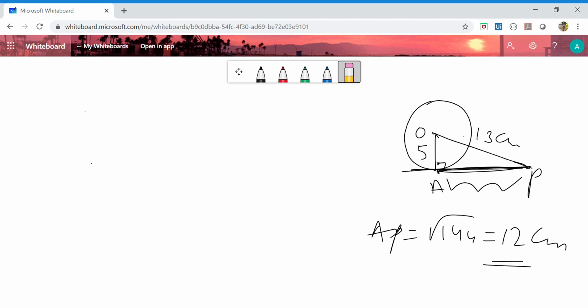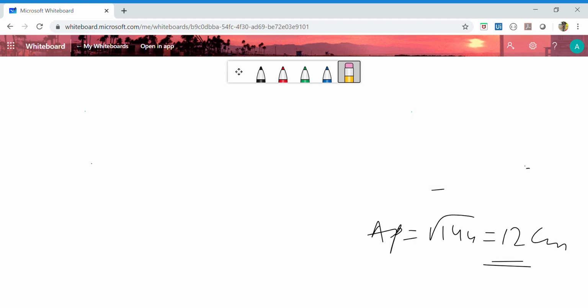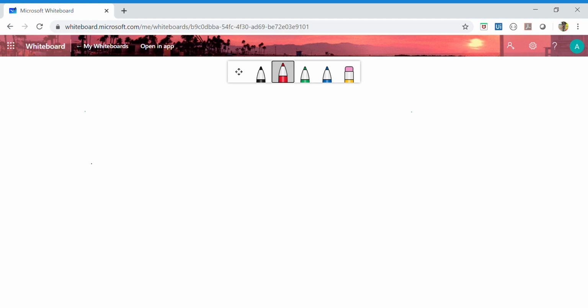So this is also an important model. Somewhere they will ask either the radius, or the length of the tangent, or the distance between the center and the external point. Any of the three. Out of three they will give two and ask one.